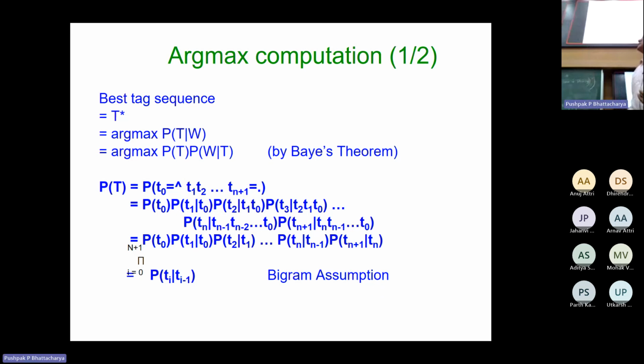Those of you who are seeing it for the first time, make sure that you understand why probability of W does not appear in the expression. Because it comes as a denominator and as a constant with respect to T. Now comes the independence assumptions. Probability of T is nothing but probability of the whole tag sequence.